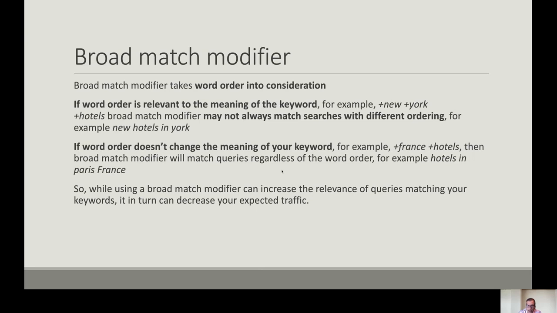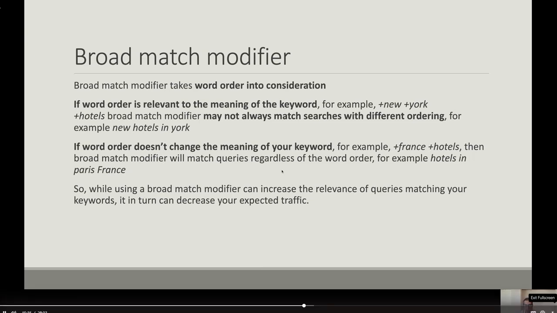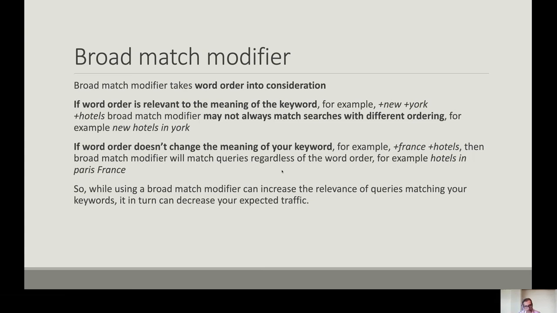So, for example, let us look at plus new plus York plus hotels. Okay, so a broad match modifier is applied to each of these words out there, right? So let us say that somebody searches new hotels in York. Okay, so it's the same words, right? The words new and York and hotels, all of these words still occur in the search query. But because of the change of the ordering in this search query, the meaning becomes very different. This person is looking for some new hotels in the city of York, which is not New York, right? New York is in the UK.